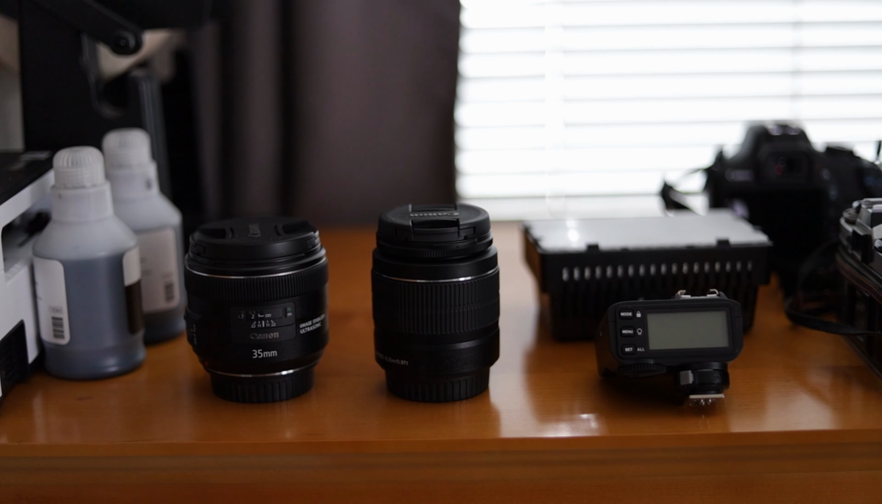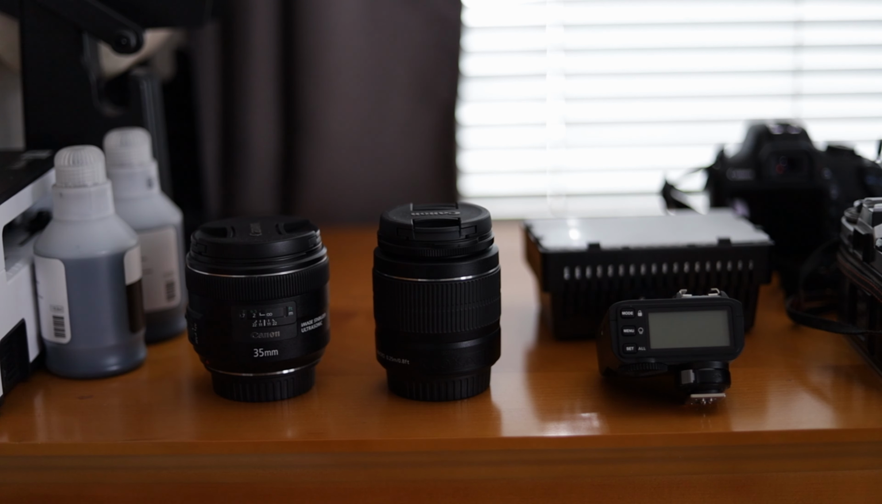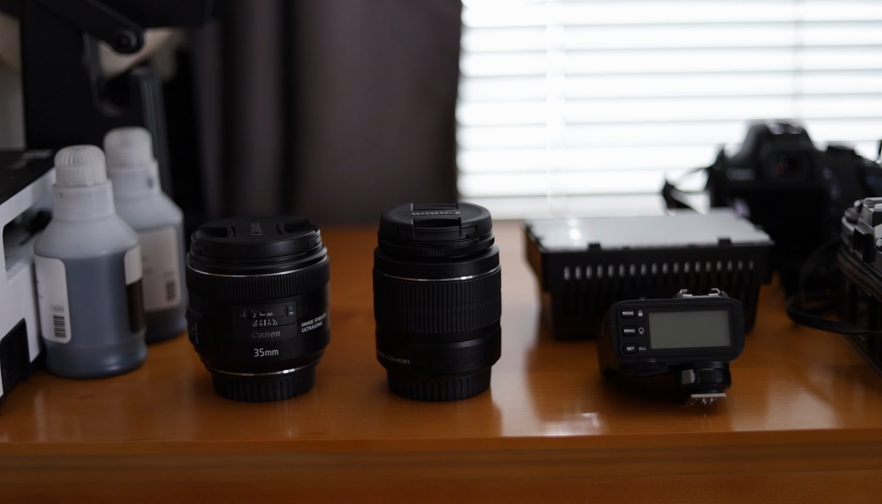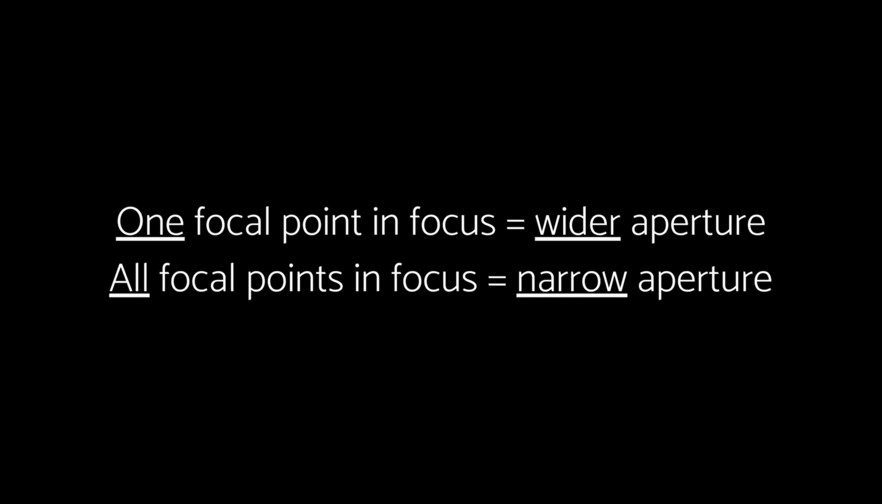When it comes to balancing all three elements of the exposure triangle, the three questions I always ask myself are, what do I want the depth of field to look like? Meaning, do I just want one focal point in focus or many? If it's just one focal point in focus, then I know I can use a wider aperture, and vice versa if I want everything in focus.